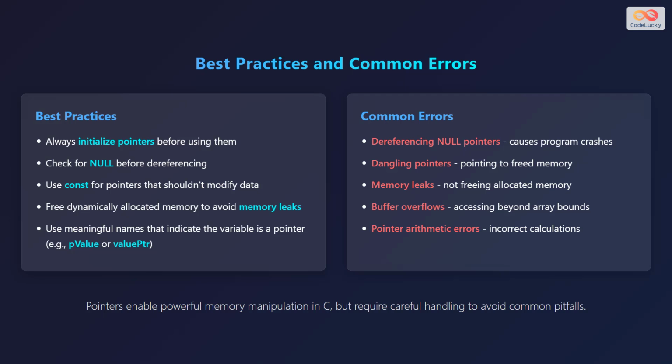Some common errors include dereferencing null pointers, which causes program crashes, dangling pointers which point to freed memory, memory leaks which occur when you don't free allocated memory, buffer overflows which involve accessing beyond array bounds, and pointer arithmetic errors, which are due to incorrect calculations. Pointers enable powerful memory manipulation in C, but require careful handling to avoid common pitfalls.